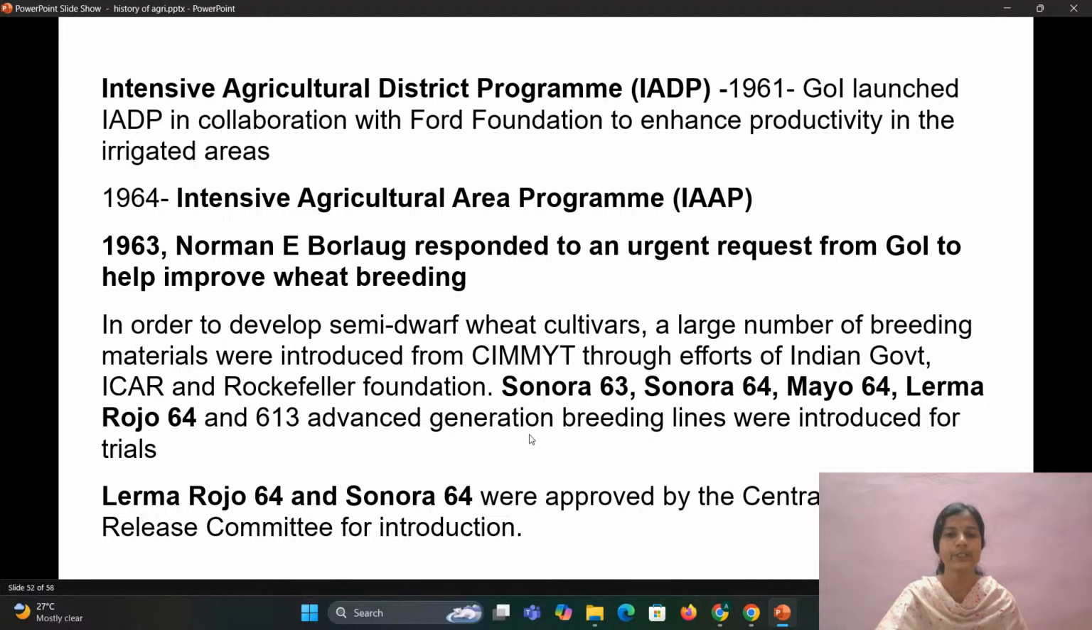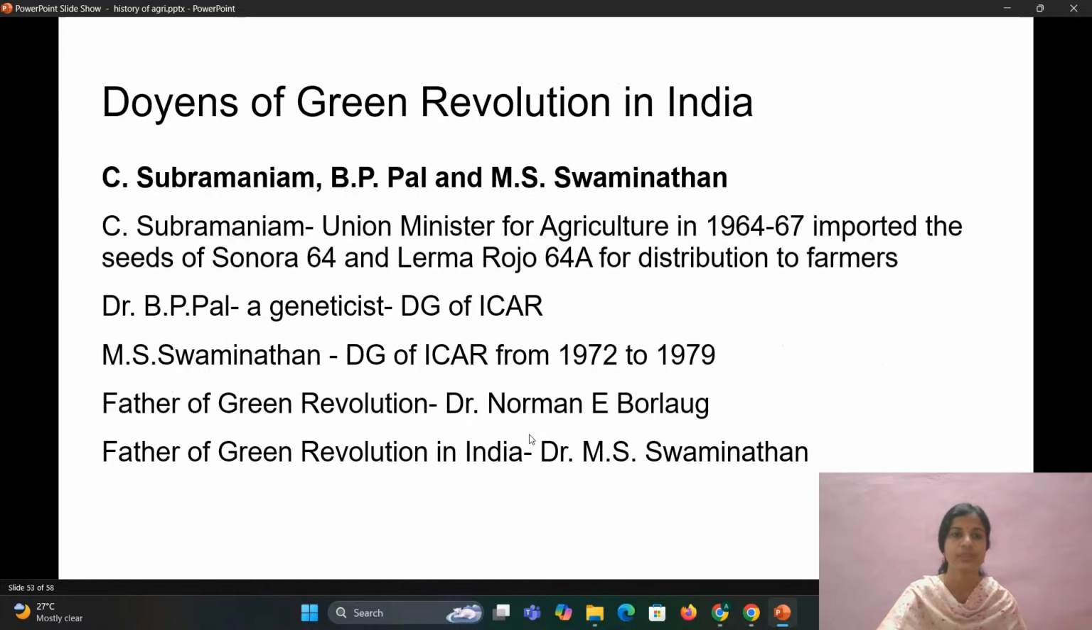This led to a dramatic increase in wheat production in India, and this was later followed in rice also, with the introduction of the miracle rice, IR8, to India. These three persons are regarded as the doyens of Green Revolution in India: C. Subramaniam, B.P. Pal, and M.S. Swaminathan. C. Subramaniam was the Union Minister of Agriculture at that time, B.P. Pal was the Director General of Agriculture, and M.S. Swaminathan also worked in the Indian Council of Agricultural Research, ICAR, at that time.